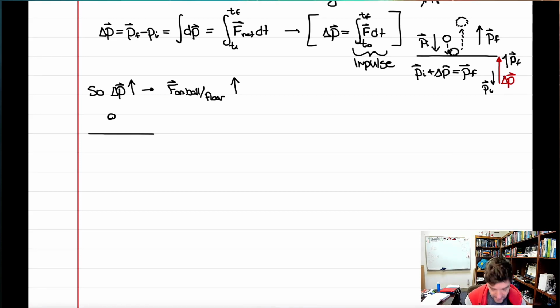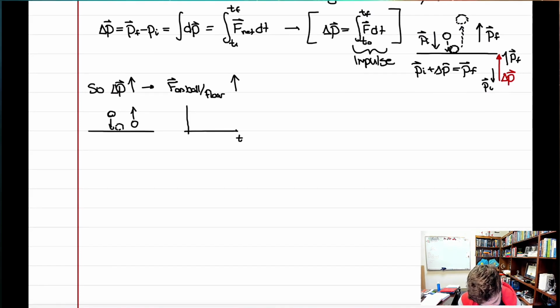So again, let's take the ball right before the collision and then right after the collision as well. When it hits the floor, if I wanted to plot as a function of time the force on the ball from the floor, and if I take t equals 0 as when the ball first makes contact with the floor, really, it's a more complicated function. I actually don't know what it would look like. It would depend on properties of the floor and the ball.